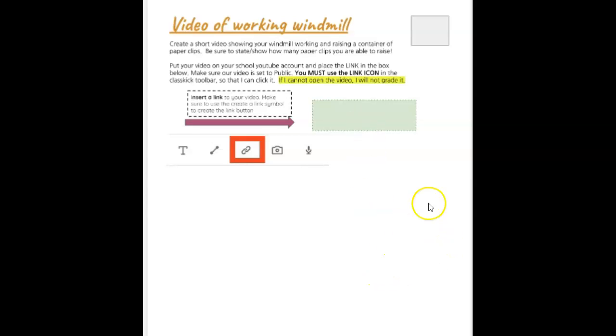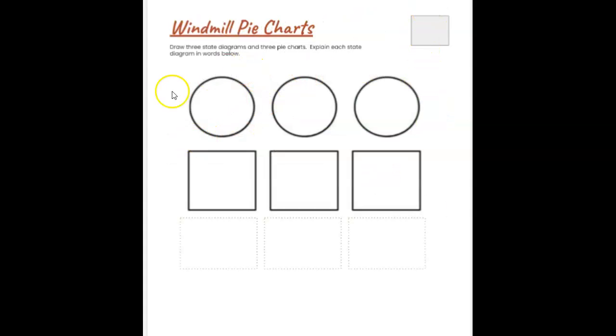Once it's already there, click on it and see if it takes you to the right link, right to the right video. That's the primary thing that people did that was not cool with this, and that's a huge number of points to miss. So don't miss those points. All right, windmill pie charts.